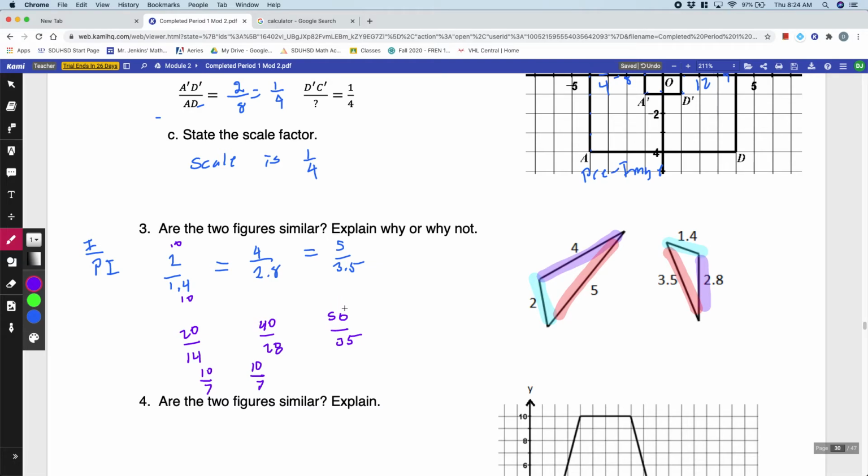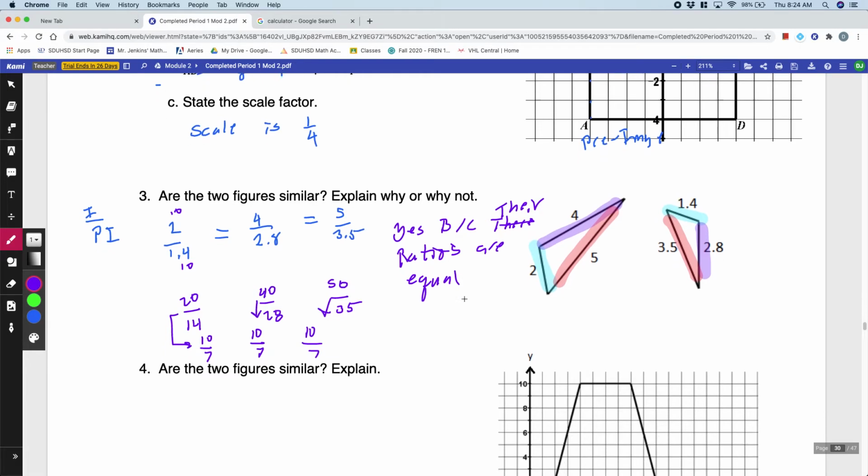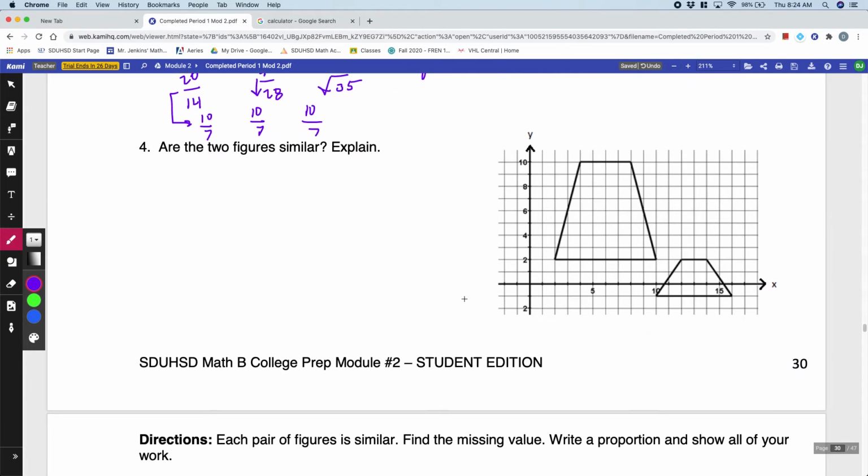And if I divide all these by 5, 50 divided by 5 is 10, 35 divided by 5 is 7. Look at that. When I looked at the ratios, each and every one of these were equal. Therefore, you would say that these two shapes are proportional, or excuse me, are similar. So are the two figures similar? We would say yes, because their ratios are equal. Boom. Perfect.